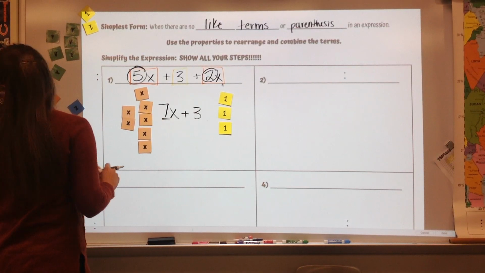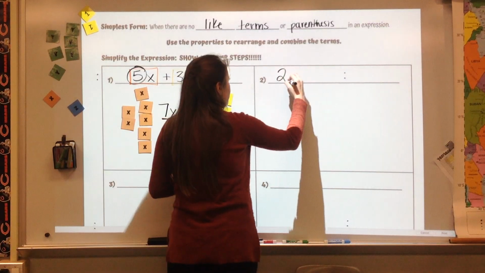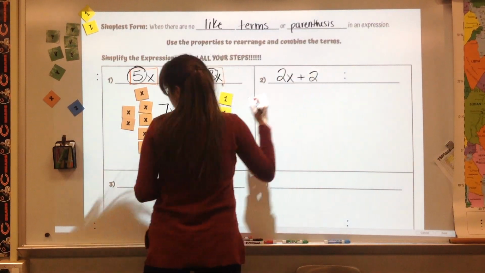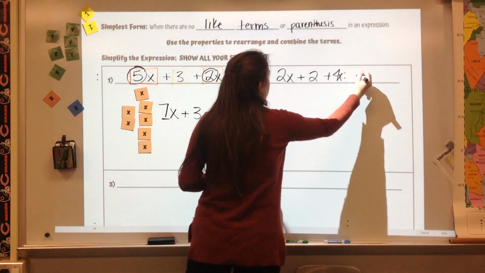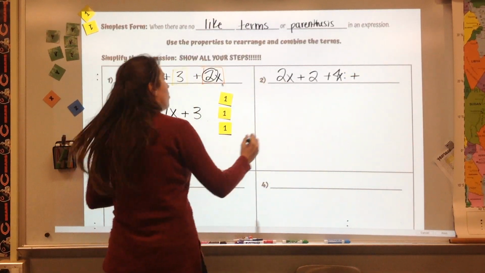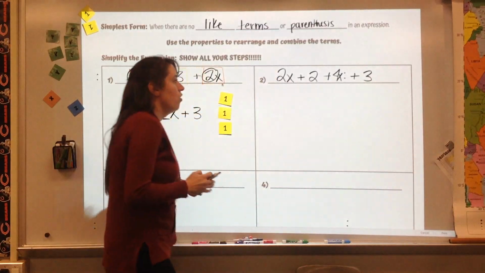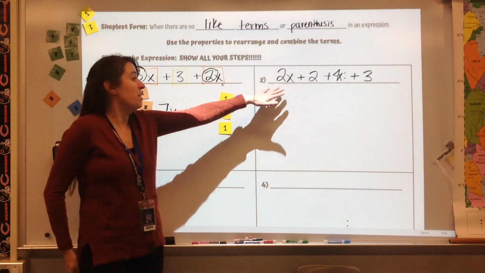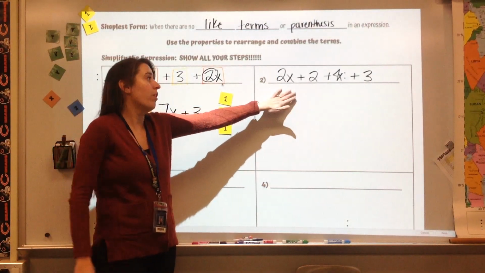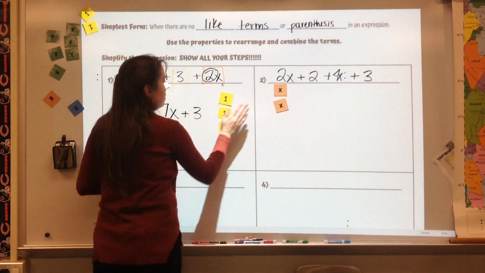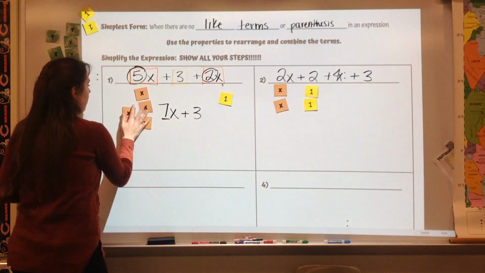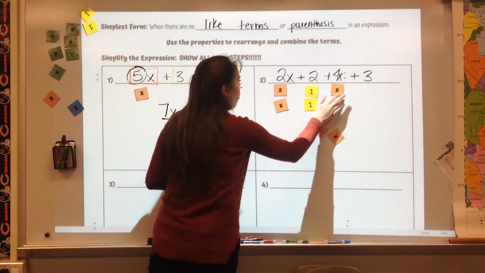Let's look at example 2. 2x plus 2 plus 4x plus 3. So again, first thing, are there any parentheses? Nope. What we need to worry about is our like terms. So let's model it again. We've got 2 x's. We have 2 1's. Then we have 4 x's.